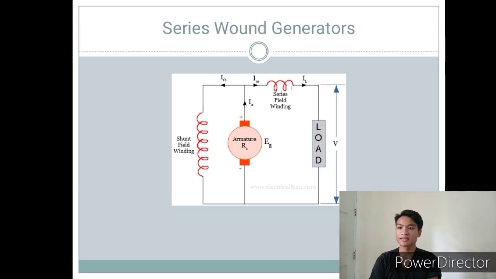Next naman na characteristic is yung series wound. A generator whose armature winding and field winding are connected in series is also known as a series wound generator. When the field windings of a DC generator are connected in series with the armature, the generator is called a series wound generator. Therefore, the magnetic field of the series field winding is weak.